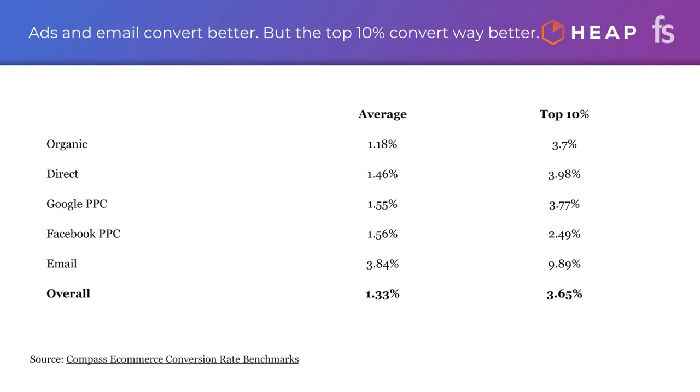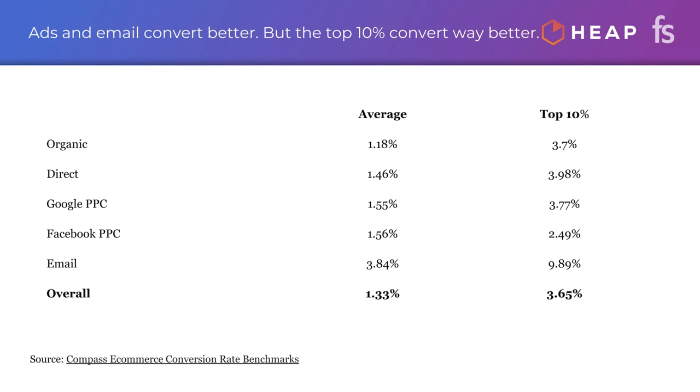So what this tells me is that with a proper email buyer's journey, if you already have people's emails, they're probably a repeat buyer. So the top 10% are getting a lot more out of their repeat buyers than they are on average. But in terms of acquisition channel in general, on average, there's really not that much difference between organic, direct, and the PPC channels.